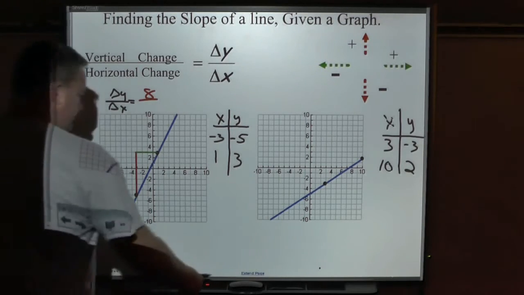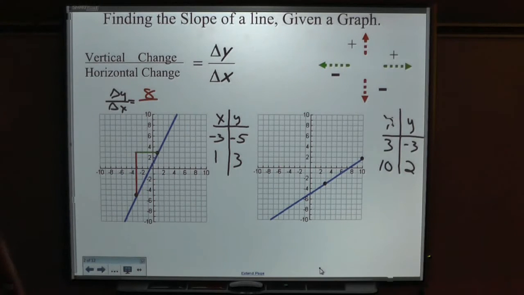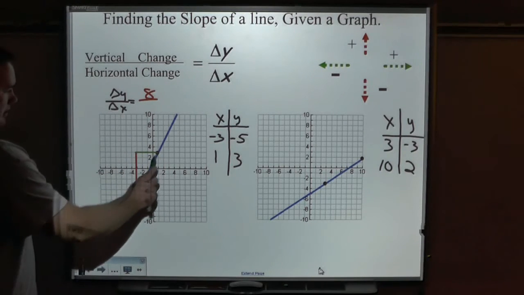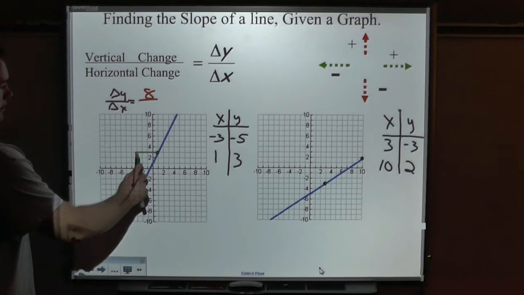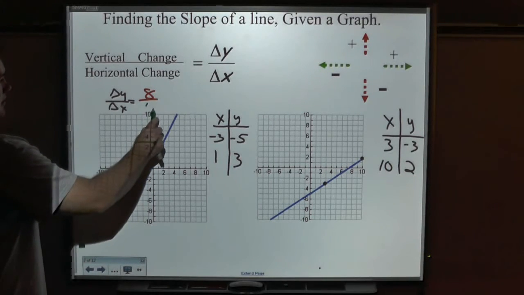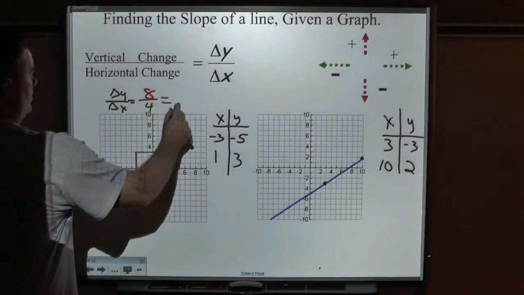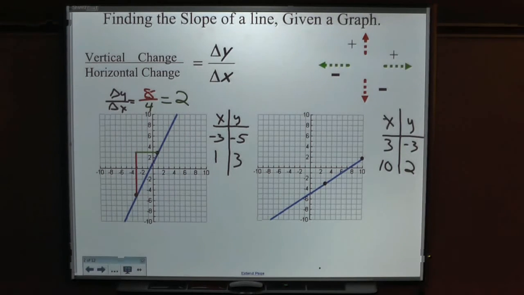Now from there, let's look at the horizontal change. We need to get back to that line. So we have to count, how many units from here to here do we move horizontally? Well, we move 1, 2, 3, 4 units to the right. 4 to the right is a positive number, so that'll be a positive 4. So, the slope of this line is 8 over 4. Well, that can be reduced to 8 divided by 4, which is 2. So, technically, the slope of this line is 2.